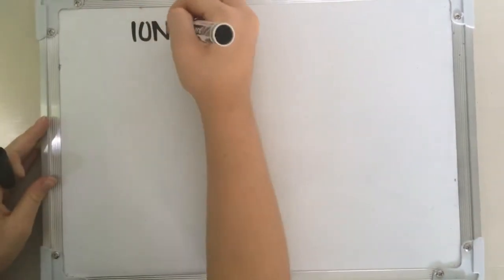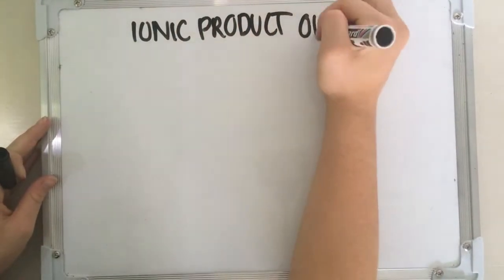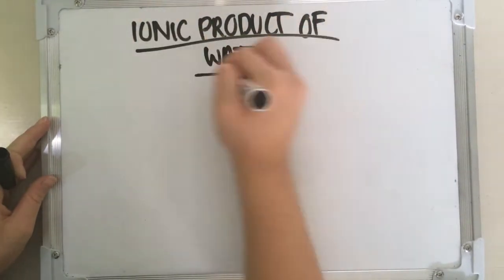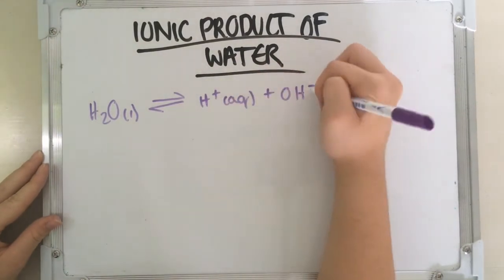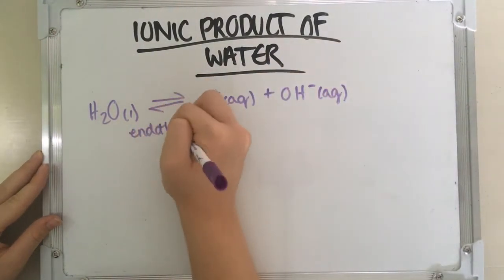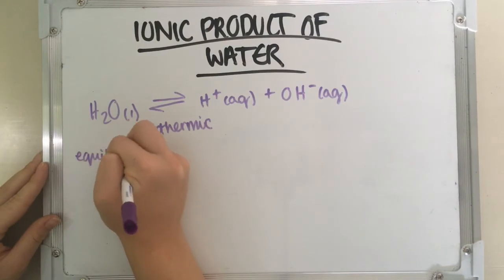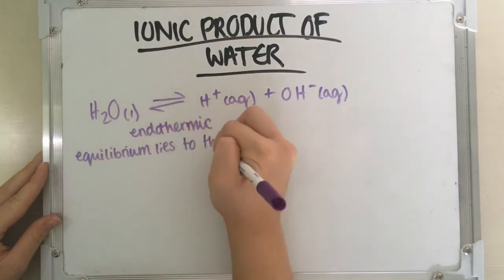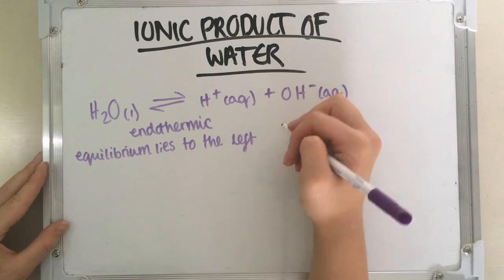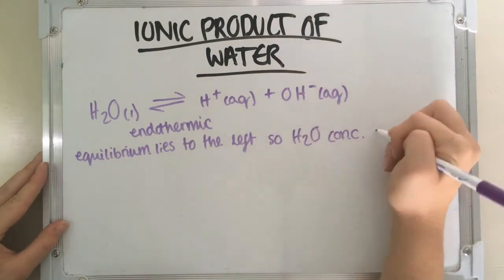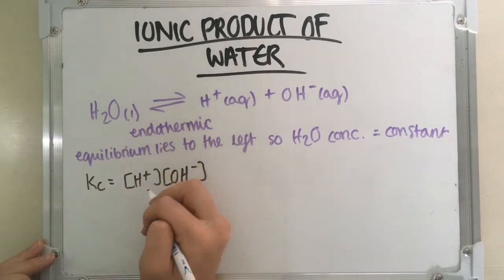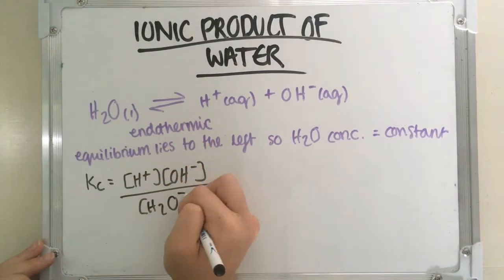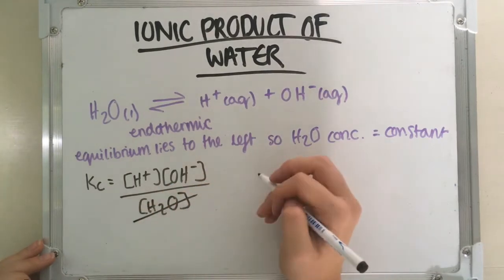Before we can calculate the pH of bases, we need to understand the concept of the ionic product of water. Water can dissociate to form hydrogen and hydroxide ions. Since this reaction is endothermic, the equilibrium lies to the left. Therefore, the concentration of H2O remains relatively constant. If we wrote a Kc expression for this equation, it would look like this. However, we do not include H2O because its concentration remains constant.